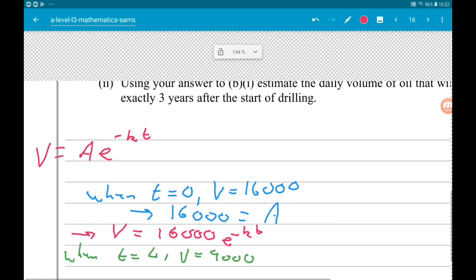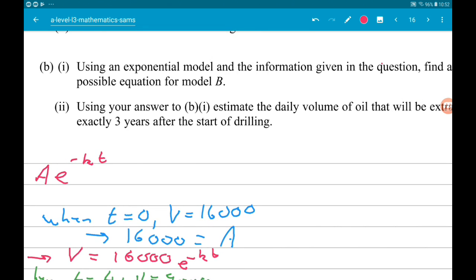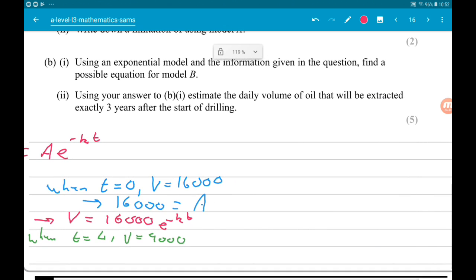Okay, then part 2 wants us to, using your answer to B part 1, estimate the daily volume of oil that will be extracted exactly 3 years after the start of drilling.